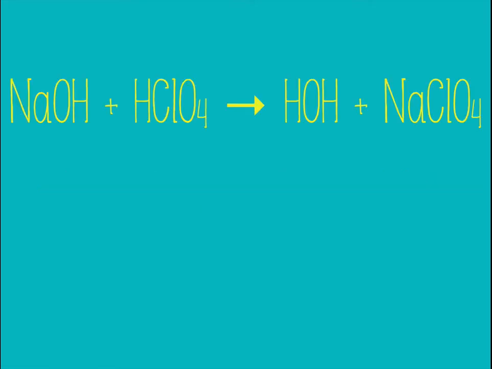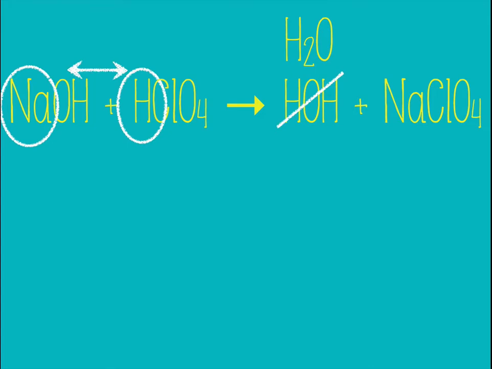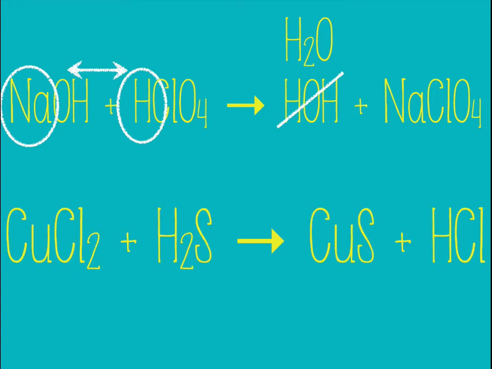Sodium hydroxide and perchloric acid make HOH, which, by the way, is water. And it also makes sodium perchlorate. The sodium and the hydrogen have switched places. Copper 2 chloride and hydrogen sulfide react to make copper sulfide and hydrochloric acid. Again, the 2 cations, copper and hydrogen, switch places.